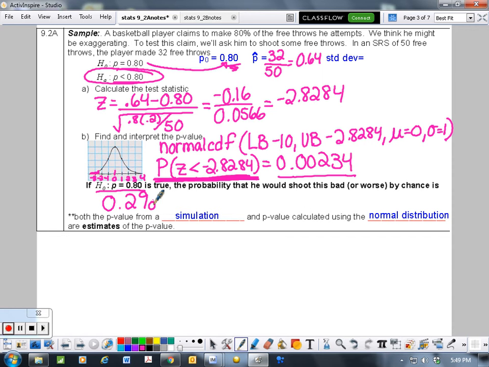And so please know that the p-value from a simulation and a p-value calculated by using the normal distribution are just estimates of the true p-value. Because again, we're always just kind of estimating to the best of our abilities. And so this is a really good estimate of him shooting that bad by chance. Now, keep in mind, this is not a 0% chance. It's very low, but there is a possibility, as small as it could be, that he could just shoot that bad by chance.